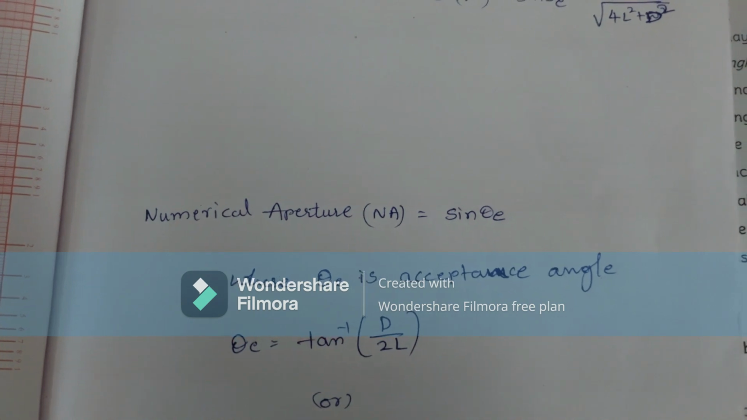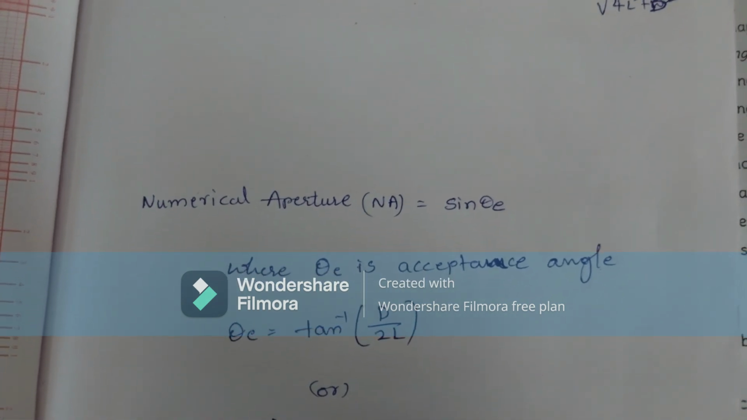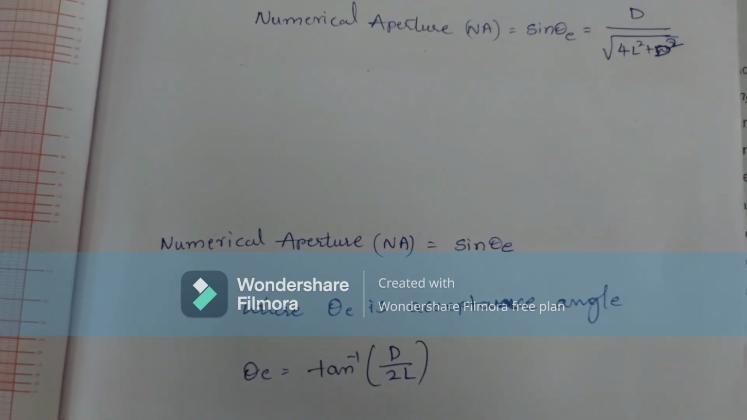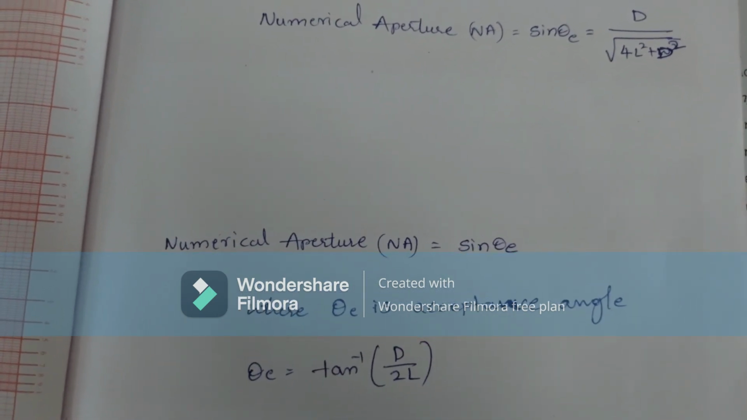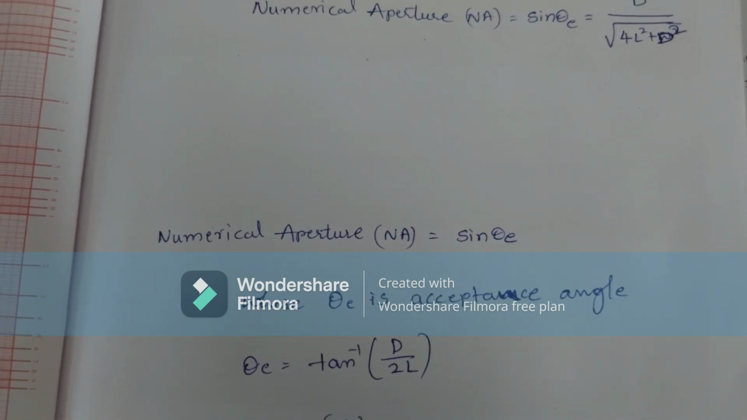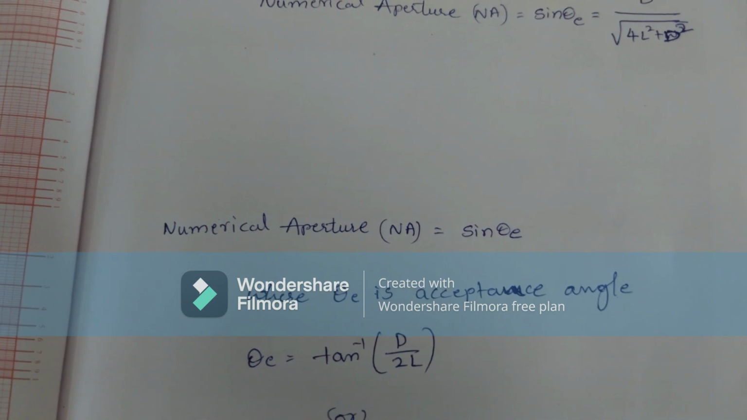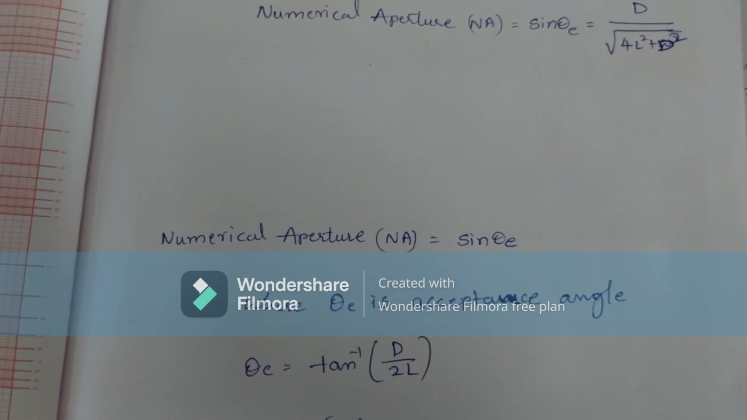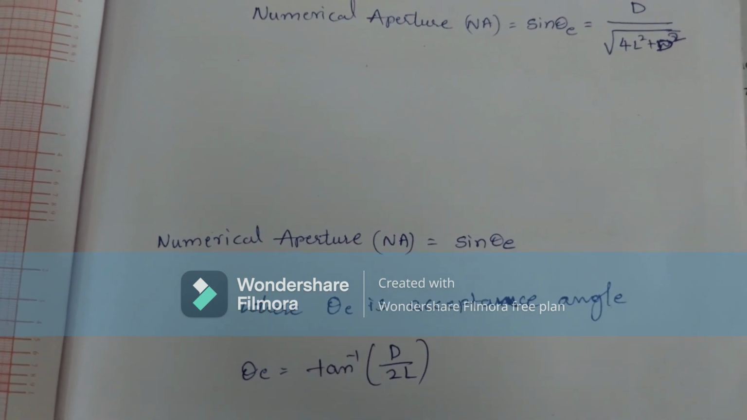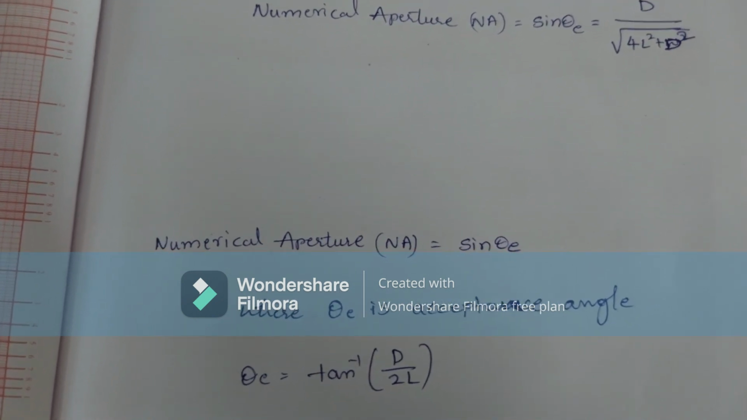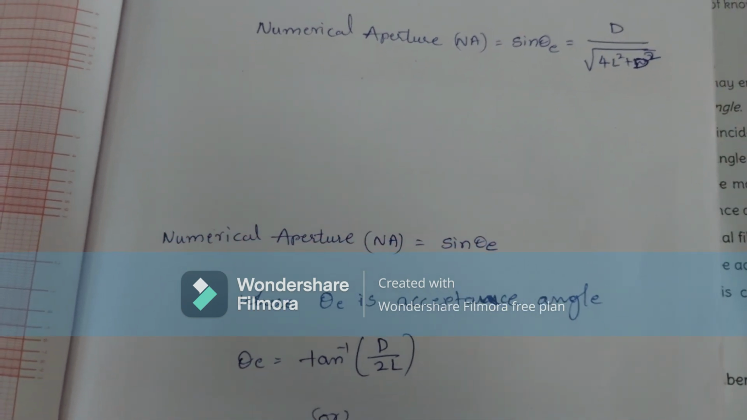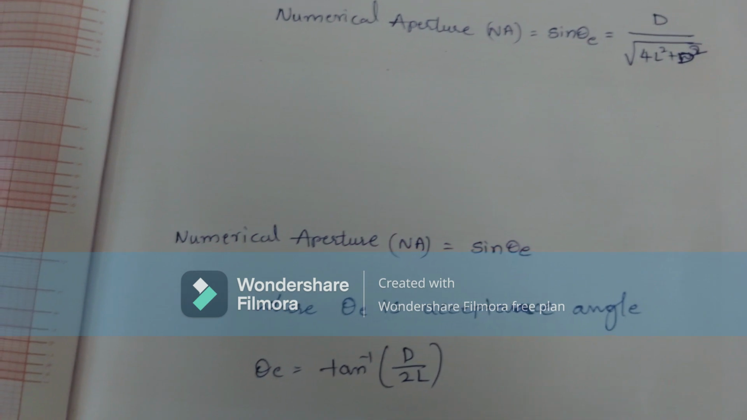Numerical aperture of an optical fiber can be calculated using the formula: numerical aperture is equal to sine of acceptance angle. The acceptance angle can be calculated using tan inverse d by 2l, where d is the diameter of the predefined rings and l is the length between the screen and numerical aperture jig.